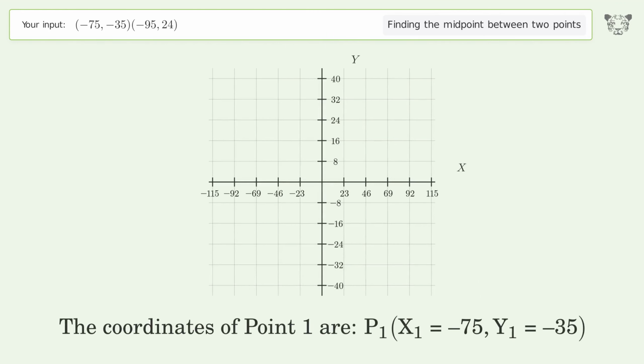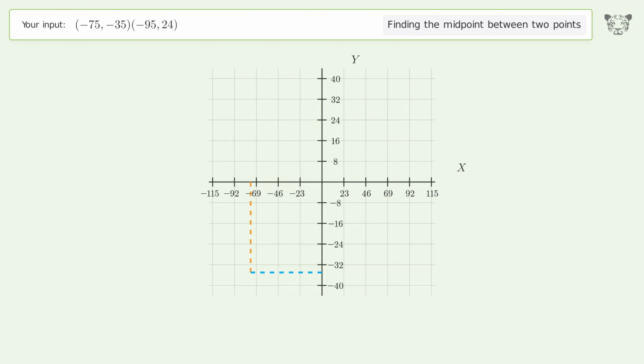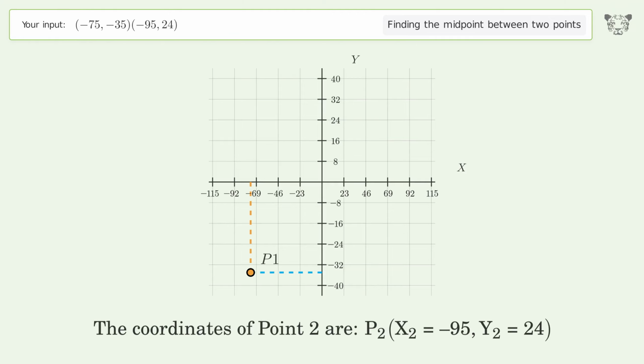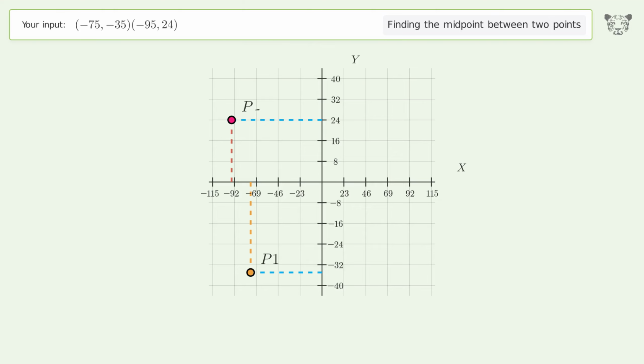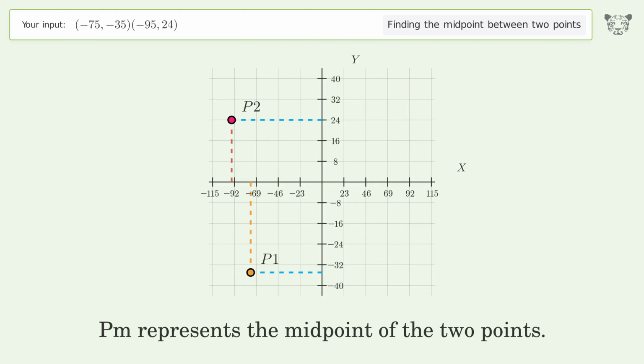The coordinates of point 1 are, x1 equals -75, y1 equals -35. The coordinates of point 2 are, x2 equals -95, y2 equals 24. PM represents the midpoint of the 2 points.